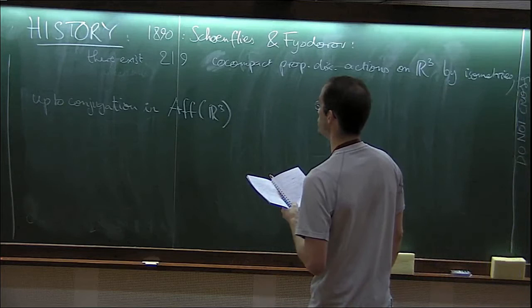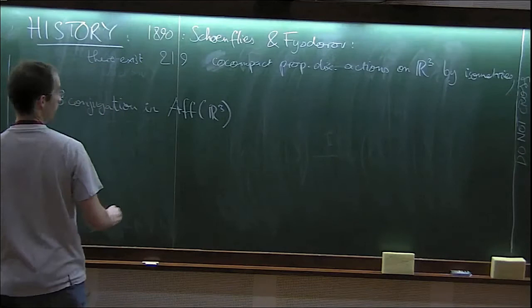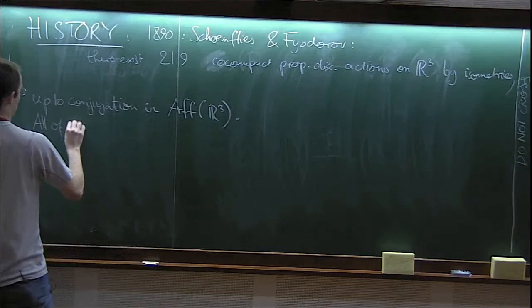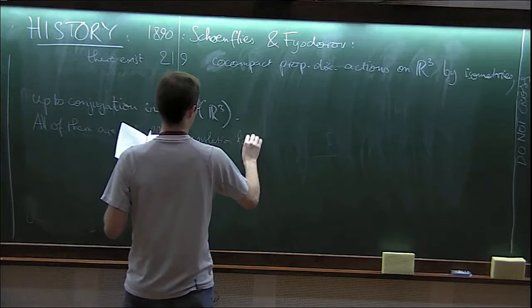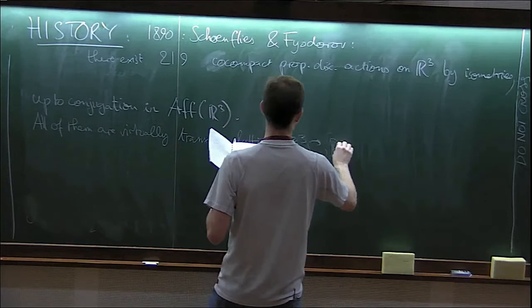The result is a little bit more precise than this. It says all of them are virtually translation lattices. So just Z3 acting on R3, maybe in some sort of slanted way, but those are translations. And in fact, they say a little bit more.